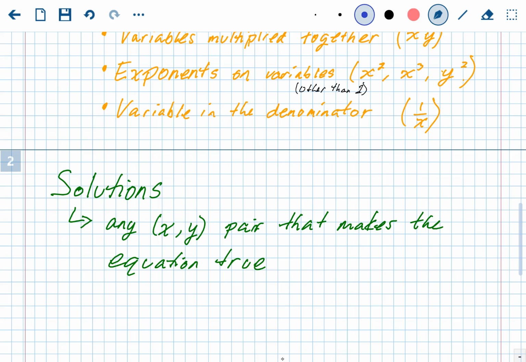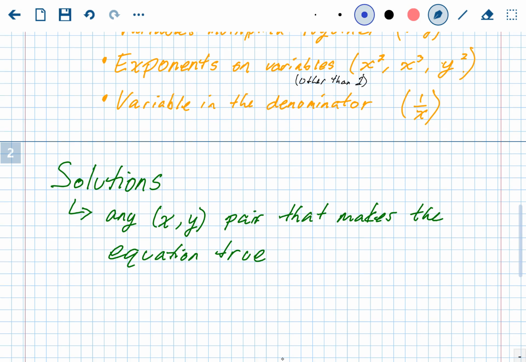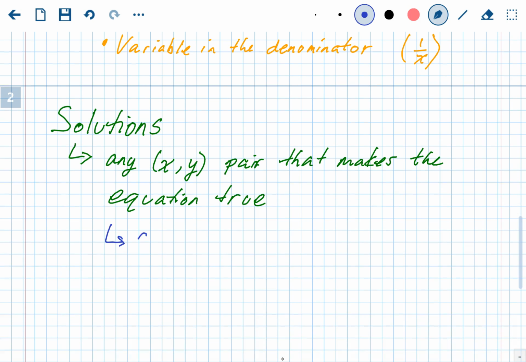It's also any point on the line. Okay, so you graph the line, any point on that line is a solution to the equation. So any point on the line, any point you find an ordered pair from the line, that's going to be a solution to the equation.